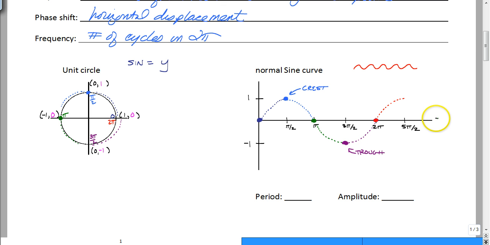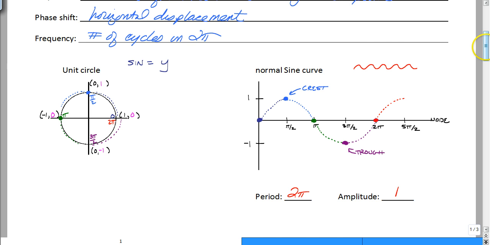And then your axis, or what we're going to call the node line, is our starting line, basically. That's the average of the high and the low. Now, the period for a normal sine wave is going to be 2 pi. And of course, if you're in degrees, we would call it 360. The amplitude is how high it goes or how low it goes with respect to the node line. So the amplitude is 1 for this because it goes up 1 above the node line and down 1 below the node line. So those are all the basics to a normal sine wave.